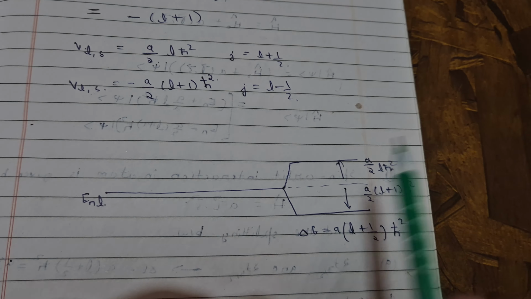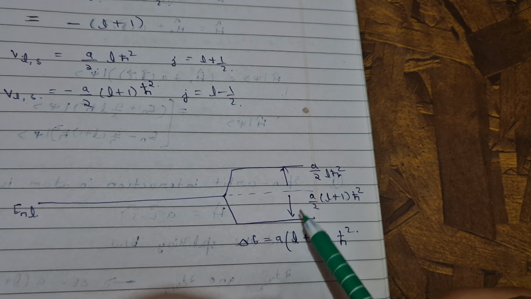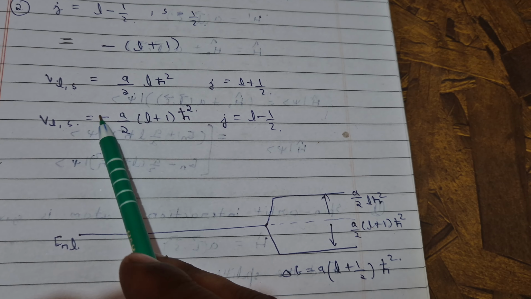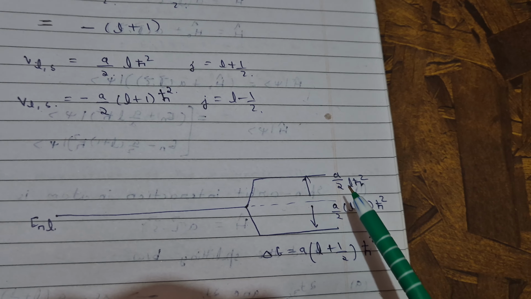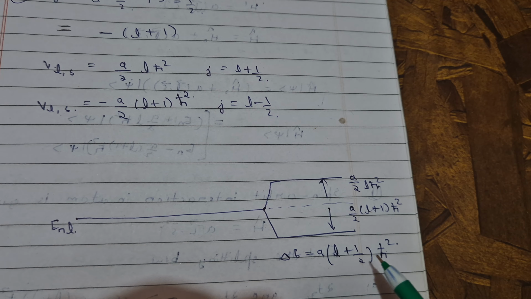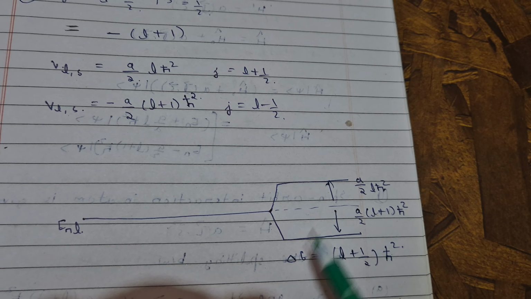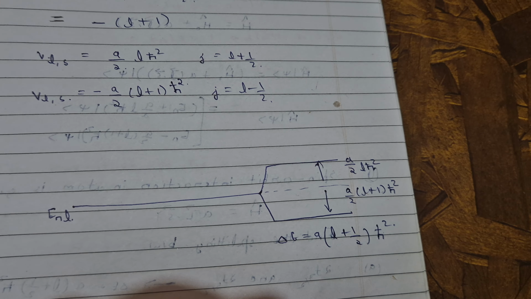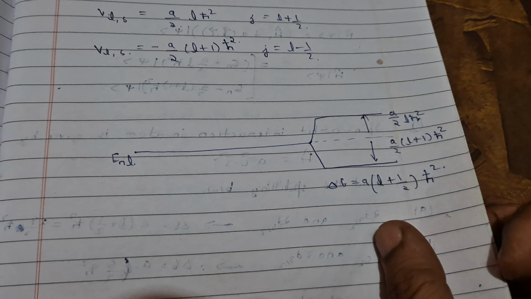Now for this splitting you have these energies. Also you can find the difference. The difference will simply be this minus this, which gives you the sum of the magnitudes. So just take the sum, that will give you A (L plus half) h cut square. So this is the energy difference between the splitting of the doublets. So this formula you must remember, and these two formulas you must remember. A direct question can be asked from here.